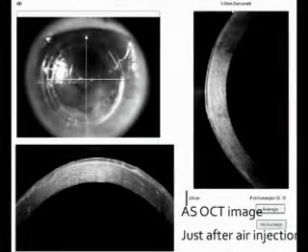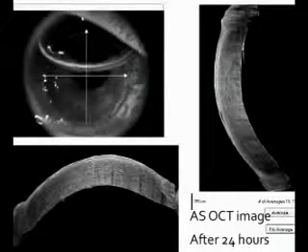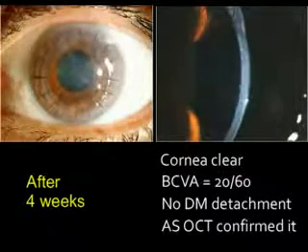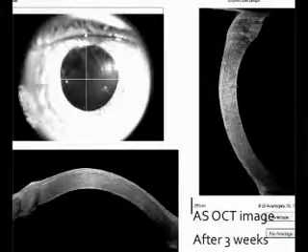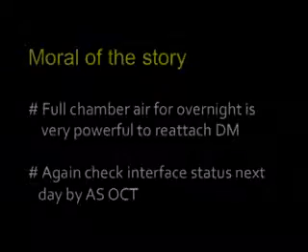Interface was checked immediately by anterior segment OCT. Next day, air bubble reduced in size and DM was well attached. This was the status after 4 weeks. Cornea clear, vision 20/60, DM well attached and confirmed by anterior segment OCT. Moral of the story: full chamber air for overnight is very powerful to reattach Descemet. Again check interface status next day by anterior segment OCT.